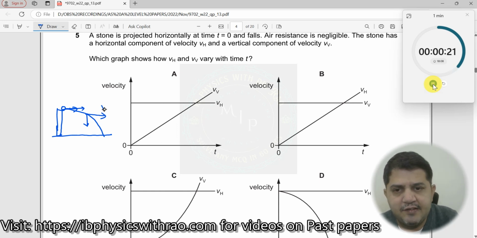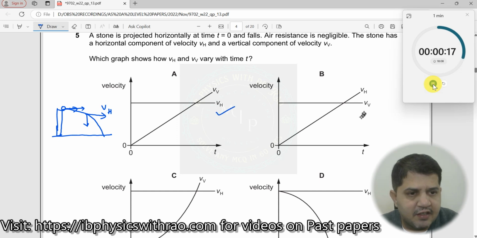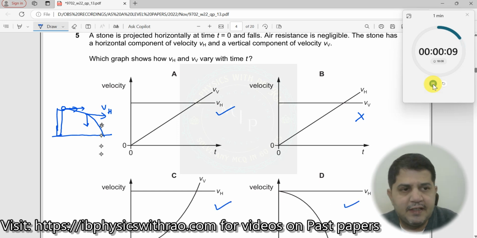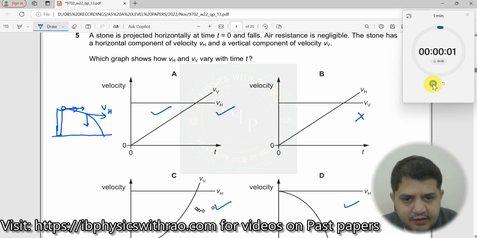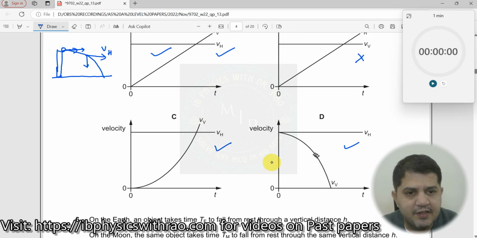We know that the horizontal velocity always remains constant. So horizontal velocity is constant here. Here vertical velocity is constant. Wrong. Horizontal velocity is constant. Then what about the vertical velocity? Vertical velocity keeps on increasing as it comes down, right? So therefore, vertical velocity is increasing here. Here it's increasing, but in a non-linear fashion, right? This is now decreasing. So this is definitely not correct.